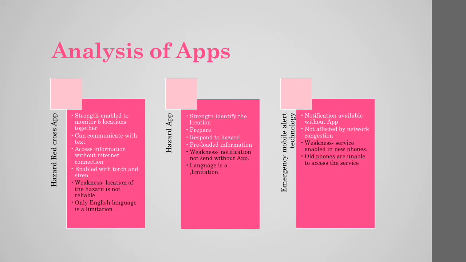Next is analyzing the apps which were competitors. At this point in time, three apps have been identified: the Hazard Red Cross app, the Hazard app, and Emergency Mobile Alert technology, which were already there.